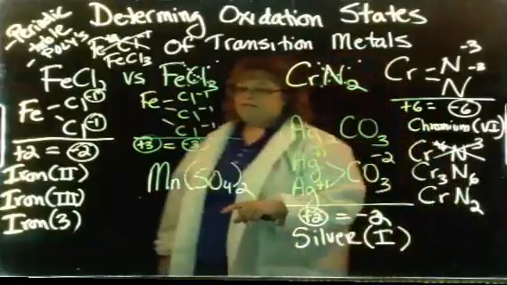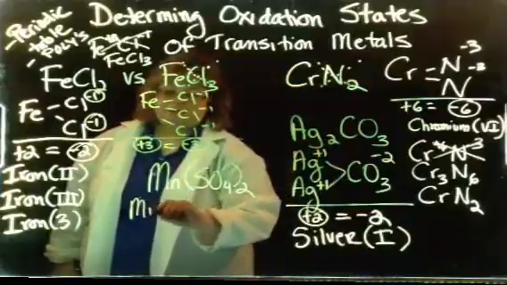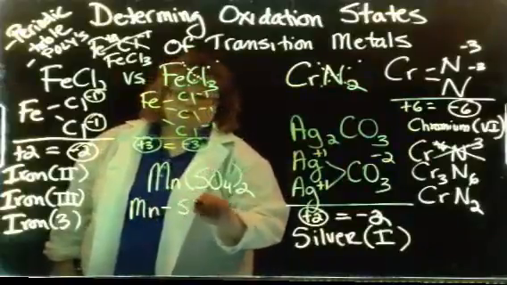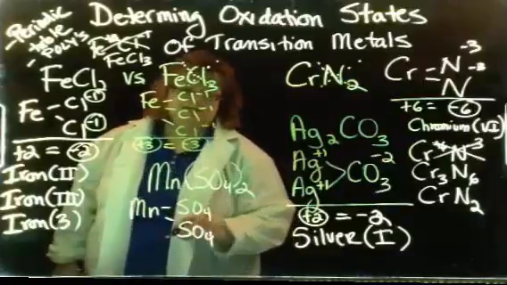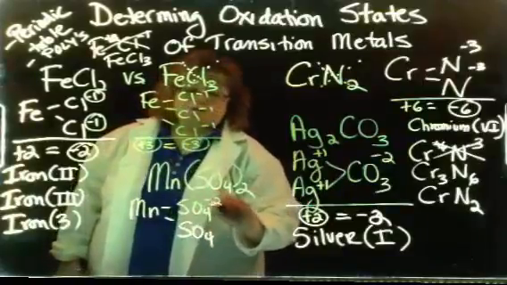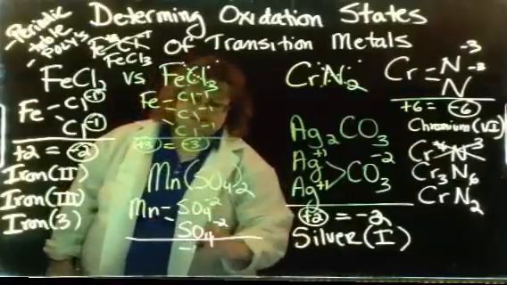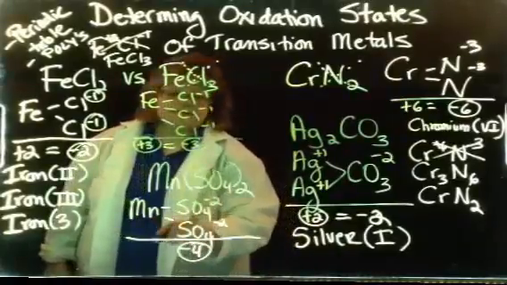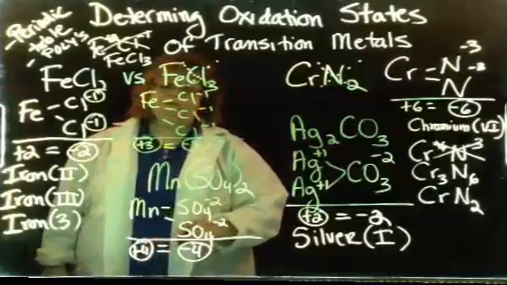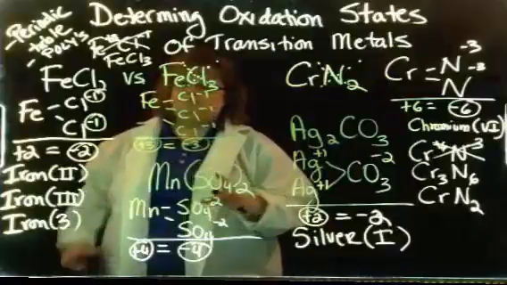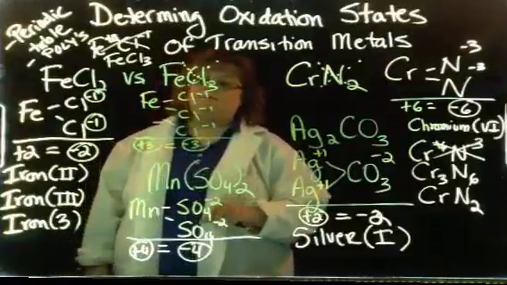Let's take a look at this last one over here with manganese. I have manganese with 2 sulfates. That's a polyatomic. You have to recognize that. You have to know that they're each a -2 charge to get a total of a -4. So manganese, to balance that out, has to be a +4. So that would be manganese(IV) as we start to name that compound.